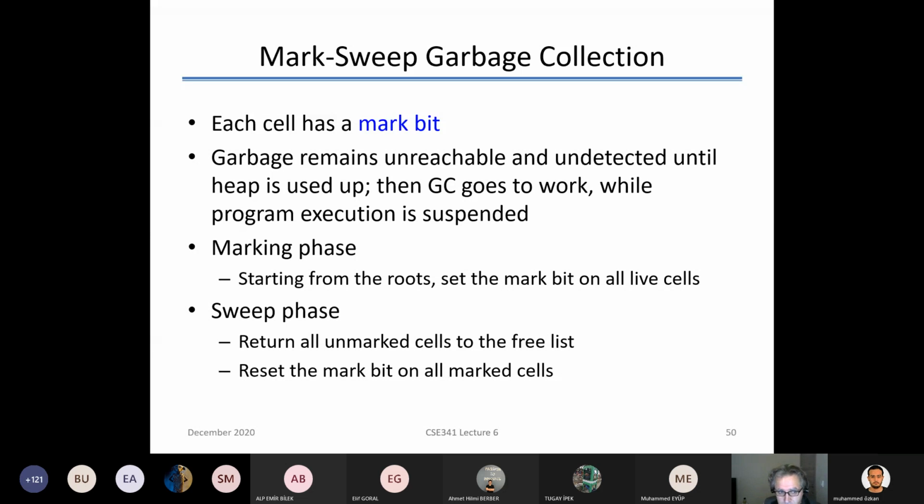There are two phases. The marking phase: starting from the roots, set the mark bit on all live cells. You start from the roots, wherever you have pointers, and you follow the pointers, and wherever you can reach, you set the mark bit to 1. In the beginning, of course, you set them to 0, and then you set them to 1. In the sweep phase, you return all unmarked cells to the free list. Whatever has the unmarked bit 0 is garbage, so you can remove it. And then you reset the mark bit on all marked cells to 0, so that next time when you mark them again, the ones that are not live anymore can be removed.